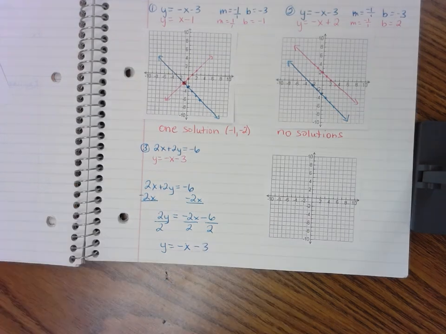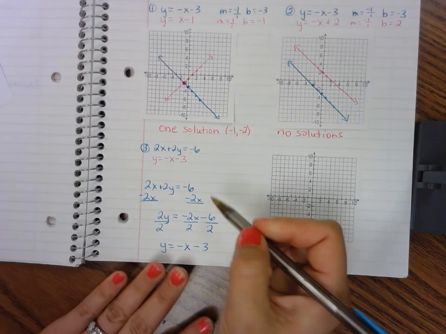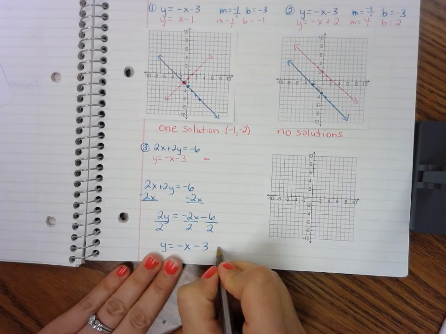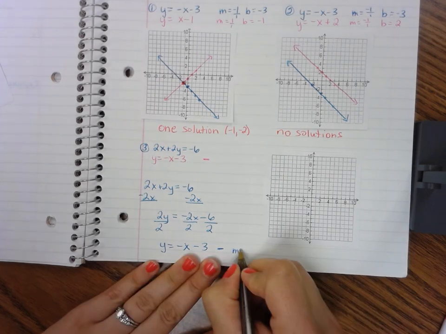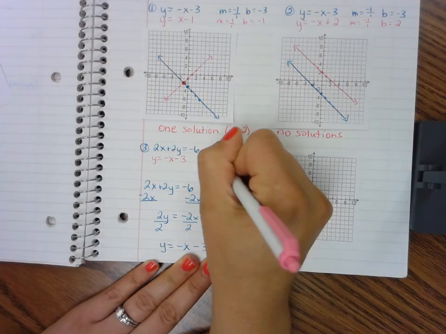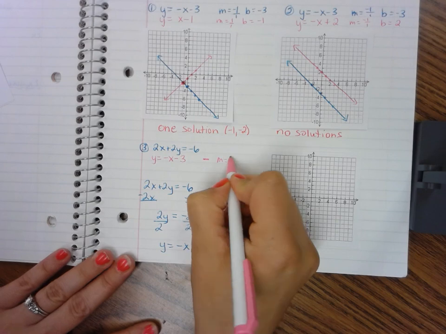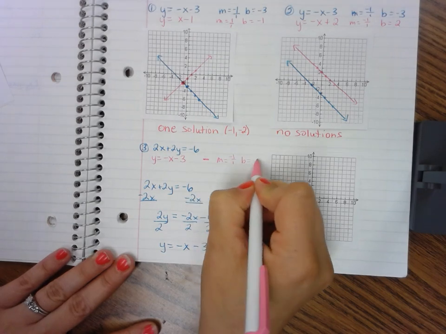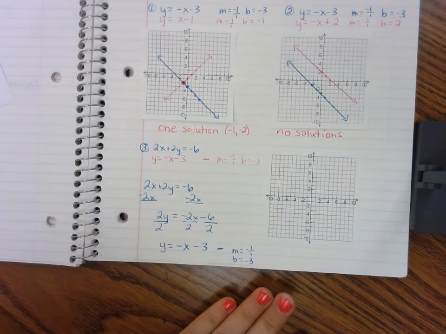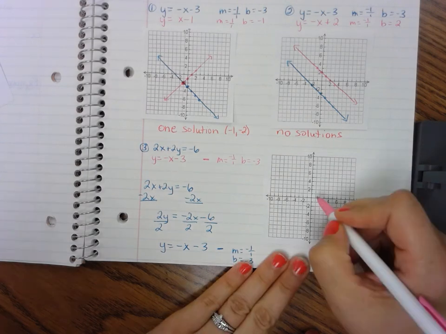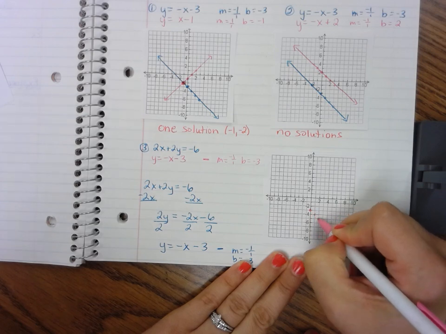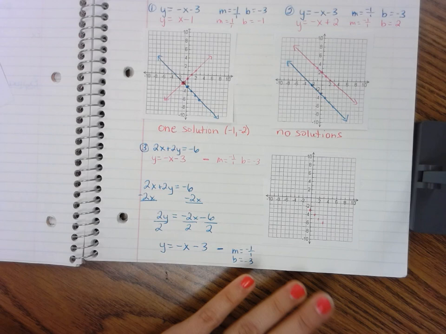So now I have my two equations. I have one here, and I have this one down here that I need to graph. So this m is -1/1, and the b is -3. This m is -1/1, and the b is -3. Hopefully you notice that these are the same values. So we're going to see what happens when we graph them. I'm going to start with my pink. So I'm going to come down to the -3, -1/1. I'm going to graph my pink line.